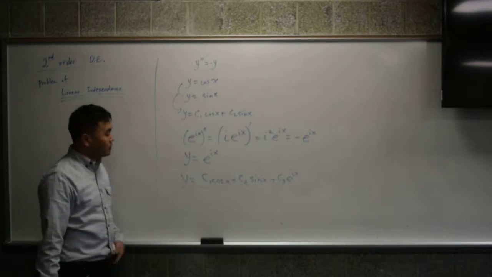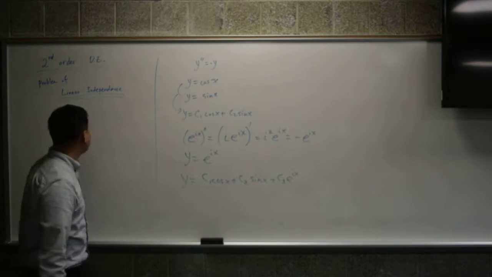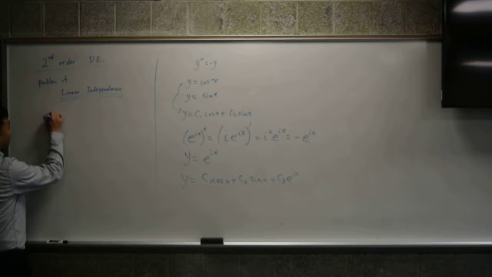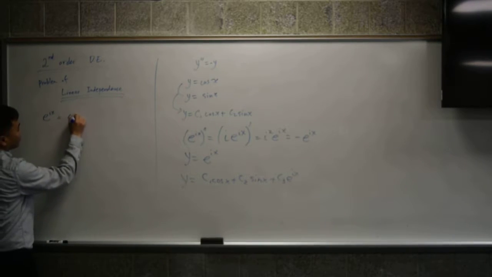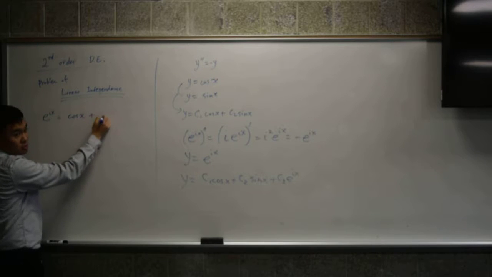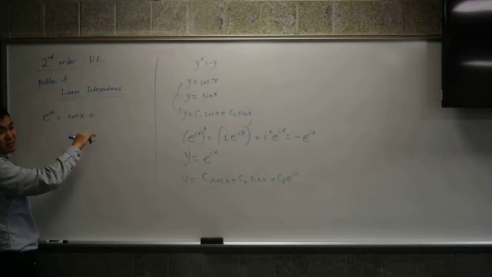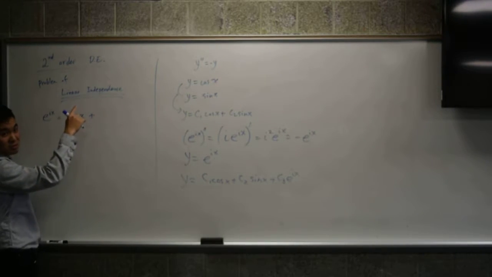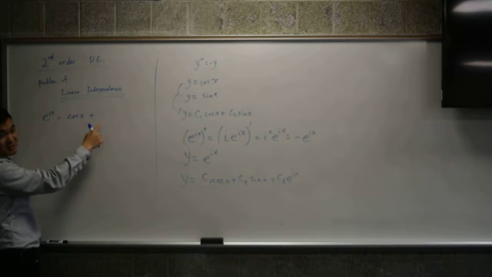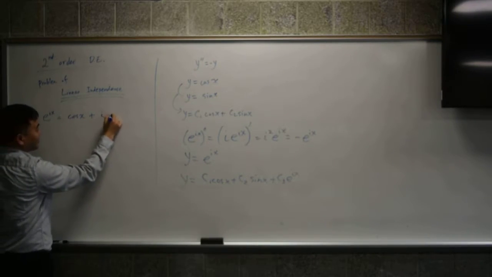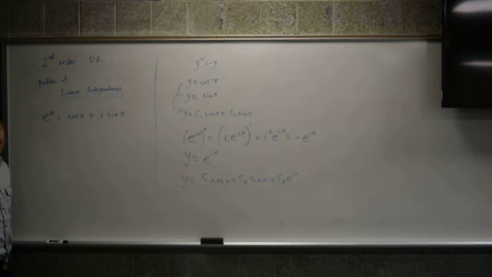So the thing that goes wrong here is the following identity. E to the ix is cosine x plus, let's see if anyone remembers. E to the ix is cosine x plus I sine x. What is this called? Don't remember? It's called Euler identity. Euler identity.